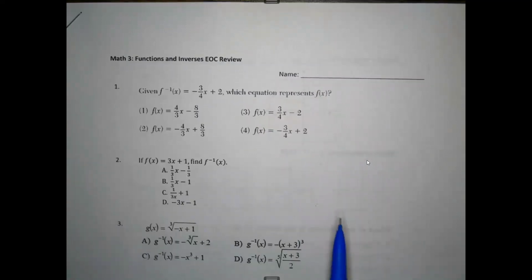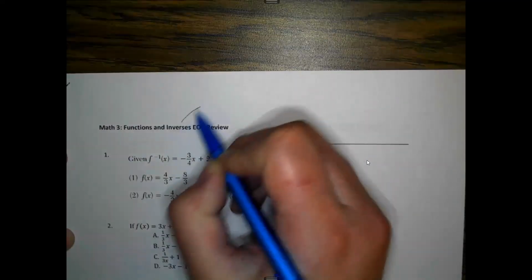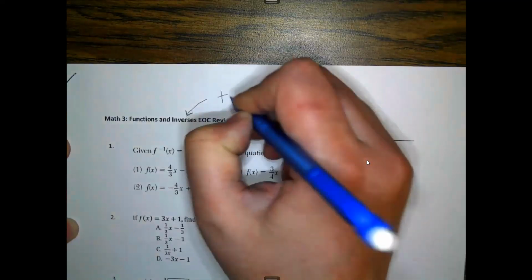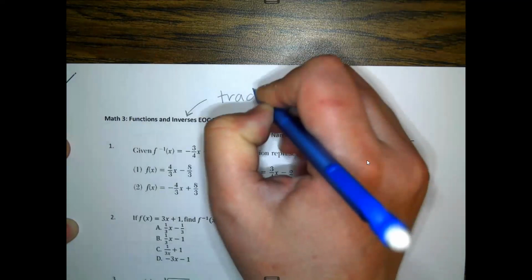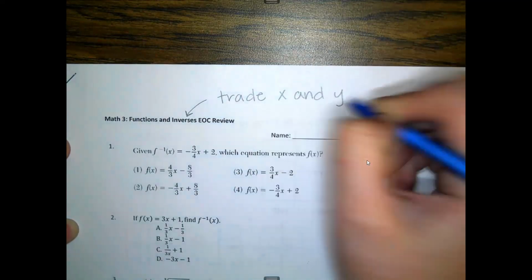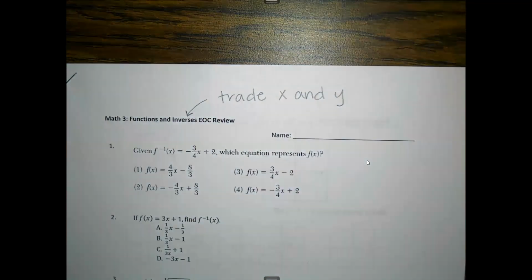So one thing that is kind of nice about this, I don't know if you guys remember, but when we find inverses, the very first step that we always did is we would always trade the X and the Y. We would always trade X and Y.